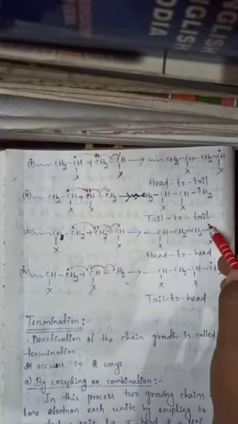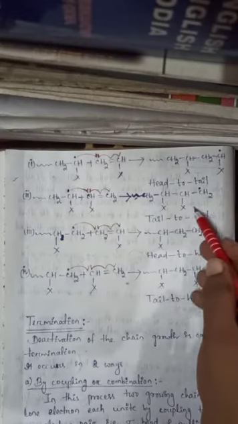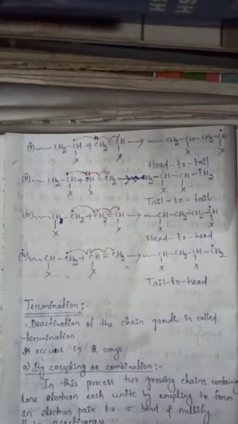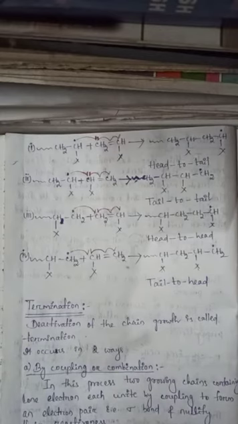Then comes termination. Termination means deactivation of the chain growth. Due to the presence of the radical site in the propagation step, this polymer is called a living polymer, and after that, in termination, deactivation of the chain growth occurs, and it occurs in 2 ways: by coupling or combination, and by disproportionation.